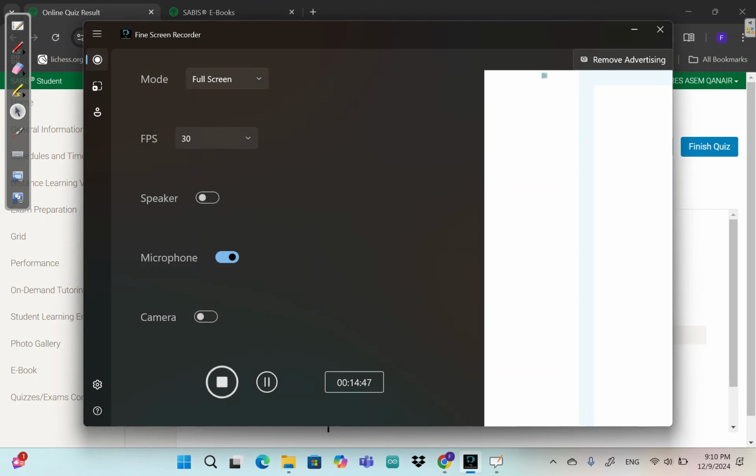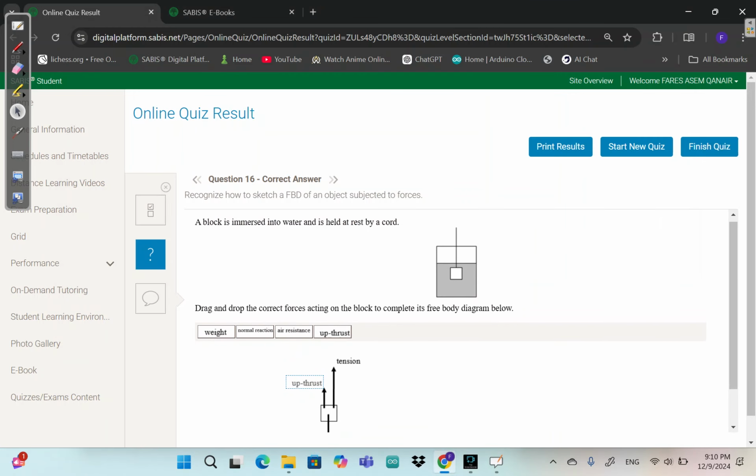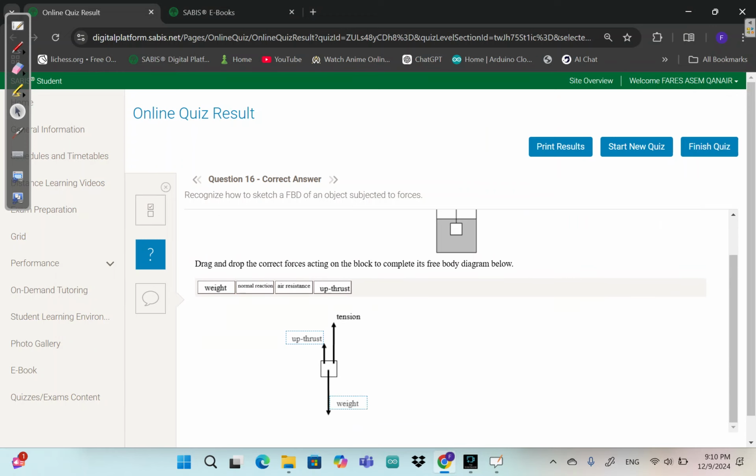Okay, next question now. A block is immersed into water and is held at rest by a cord. Drag and drop the correct forces. Now, since I said water, water is always going to push up. So this is the force pushing up, the upthrust. And since they said cord, we're going to have tension, since cords and strings and ropes always have tension. And the object is always going to be pulled down by its own weight. So that's it for this question. Let's go to the next one.